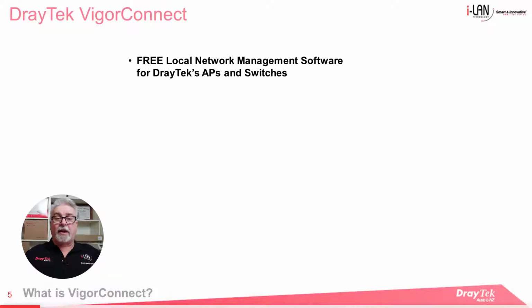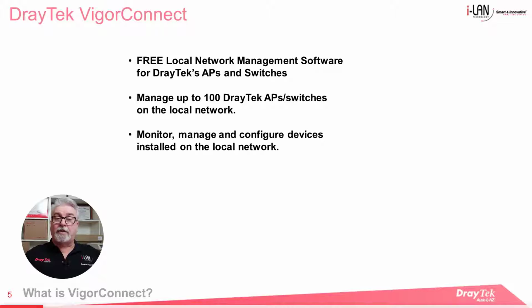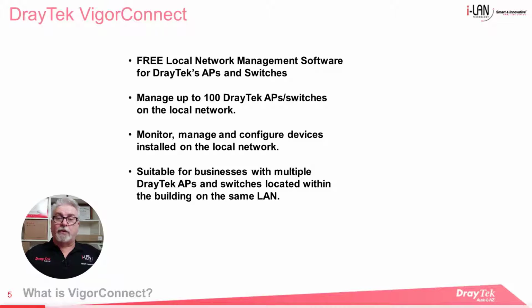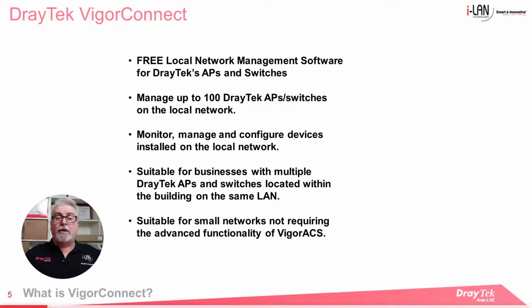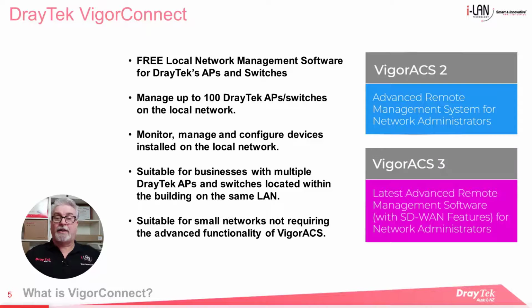As I mentioned, VigorConnect is free and it's available from DrayTek to manage and monitor up to 100 DrayTek access points and switches. The only caveat is that the devices need to be installed on the same local area network. So it's suitable for businesses with multiple DrayTek APs and switches located within a building on the same local area network who don't require the advanced functionality of Vigor ACS2 or ACS3 centralised management systems.